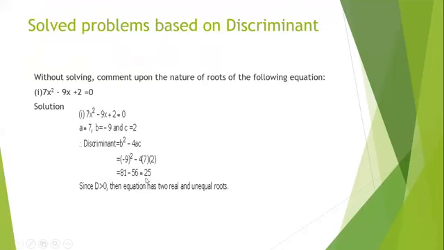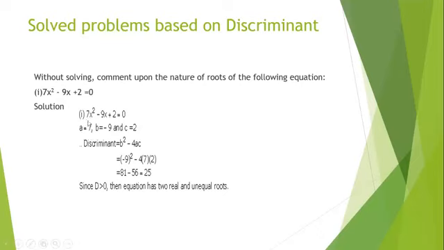Now, the next question is, without solving, comment upon the nature of the roots of the following equation. Question is given 7x square minus 9x plus 2 equal to 0. Nature of the root is decided with the help of the discriminant. Just now I told you discriminant is equal to b square minus 4ac.